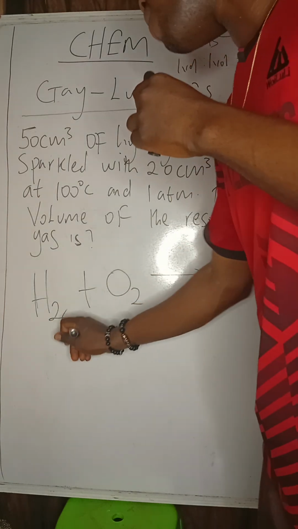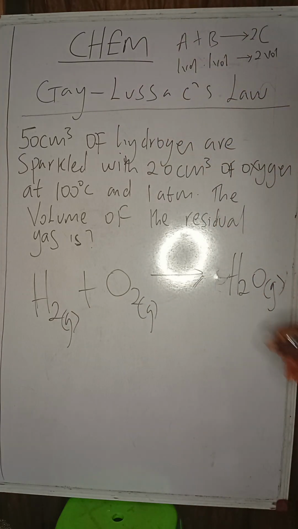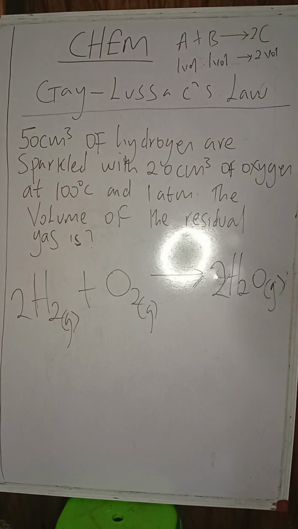So now we have hydrogen gas and oxygen gas, but we have to balance. To balance this equation, I have to put a 2 here and a 2 here. Then the equation is balanced. So the question is now asking us, what is the volume of the remaining gas?